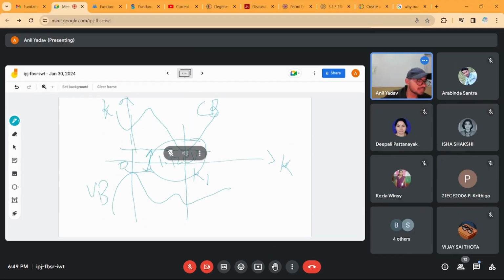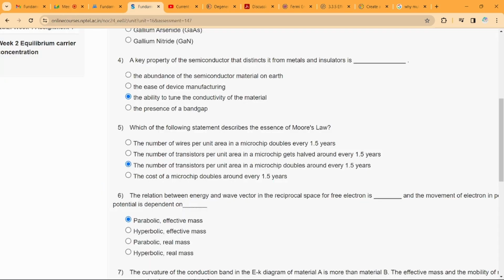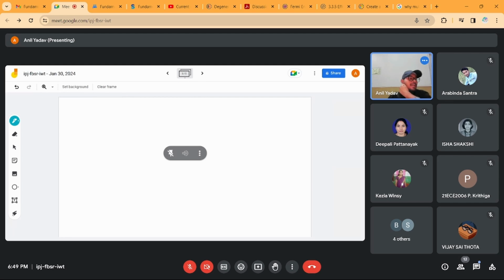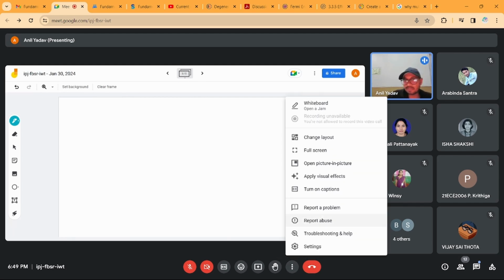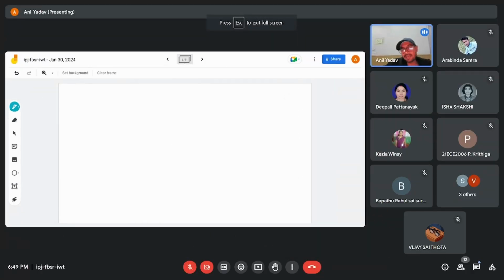So, the next question: the ability to tune the conductivity of the material. This is the answer. The ability to tune the conductivity of the material opens up the applications of semiconductors. We can use this in many electronic gadgets and many electronic devices because of this property. So how can we do that?